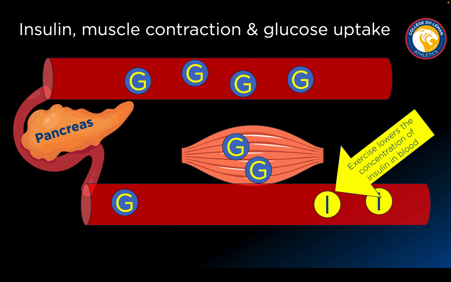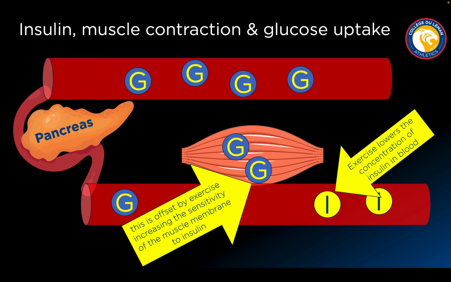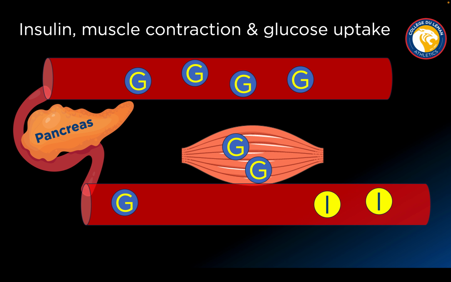counterintuitive stuff here. When we exercise, it actually lowers the concentration of insulin in the blood. So it's not like you might think, oh, I start exercising, so my pancreas starts kicking out the insulin to make sure that this can happen. No, it lowers the concentration of insulin, but it's offset by the increased sensitivity of the muscle membrane to the insulin that is there. So the muscle membrane is more sensitive to that insulin, and that helps that glucose get through to the muscle.